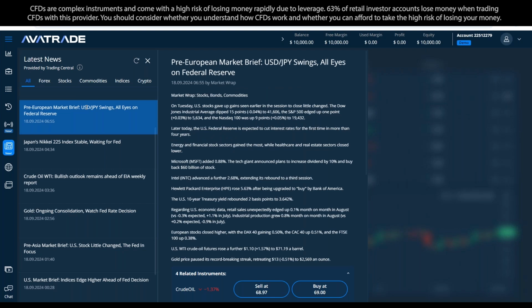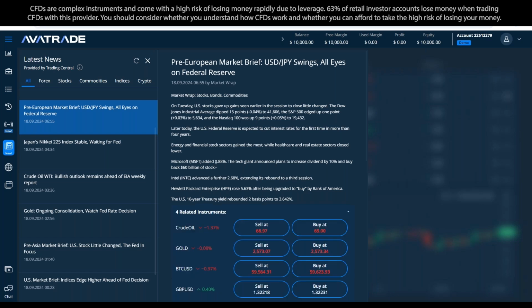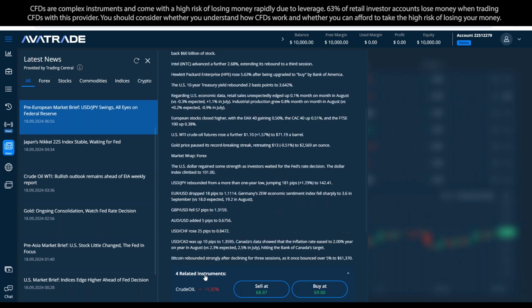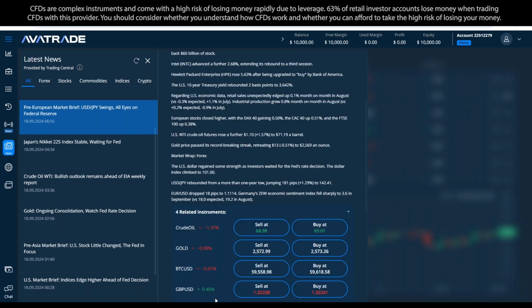If I go to the pre-European market brief, and I click on related instruments, I see that in some cases I can enjoy a variety of instruments and not just one. So this article might contain information that has an impact on all those four. Okay, super useful.